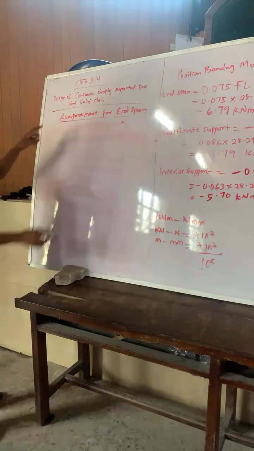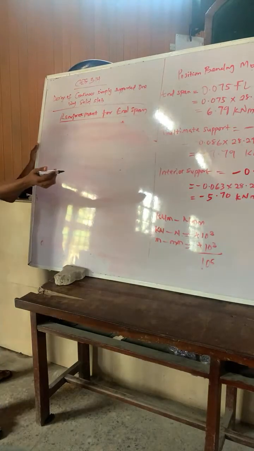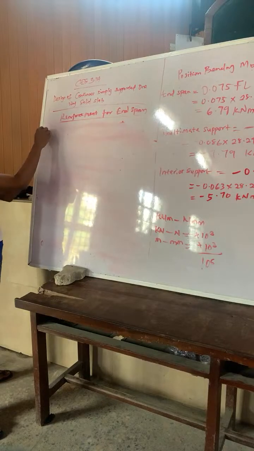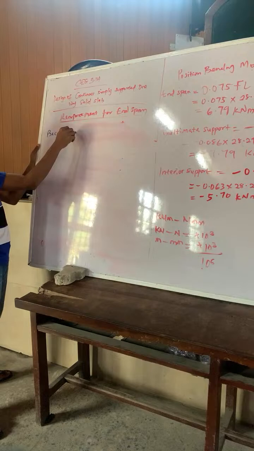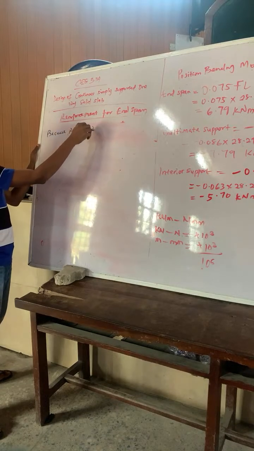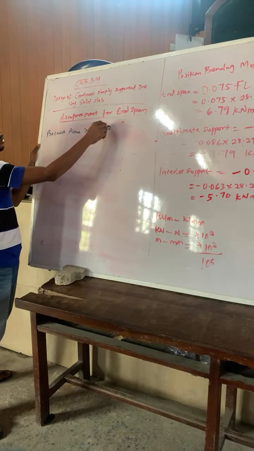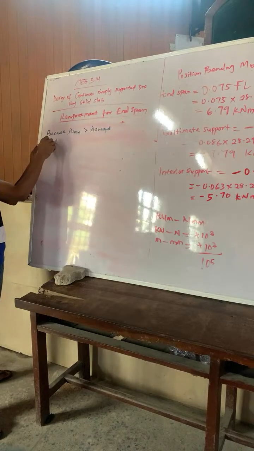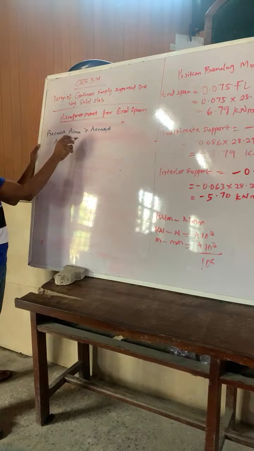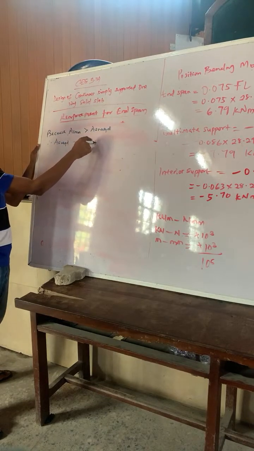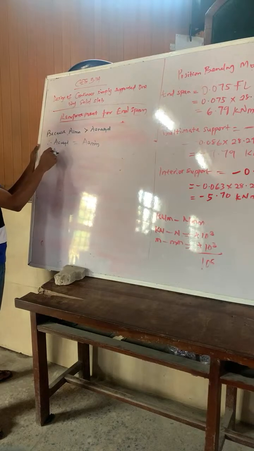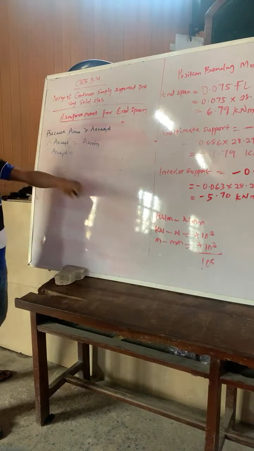So now, you see that our AS minimum is greater than AS required. So for our AS required, our AS required equals AS minimum.